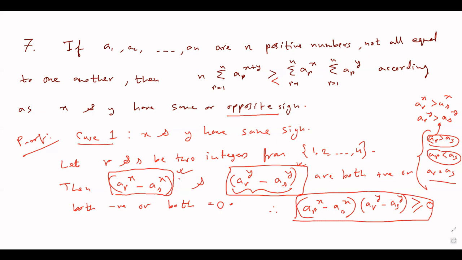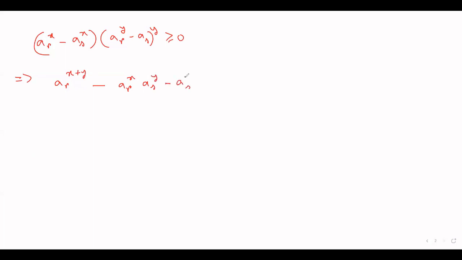So in our next page, let's just rewrite this: ar to the power x minus as to the power x times ar to the power y minus as to the power y greater than or equal to 0. Let's multiply everything. So we have the first term, ar to the power x times ar to the power y, so ar to the power x plus y, minus ar to the power x, as to the power y, minus as to the power x, ar to the power y, and finally the last term is going to be positive, plus as to the power x, as to the power y, is greater than or equal to 0.